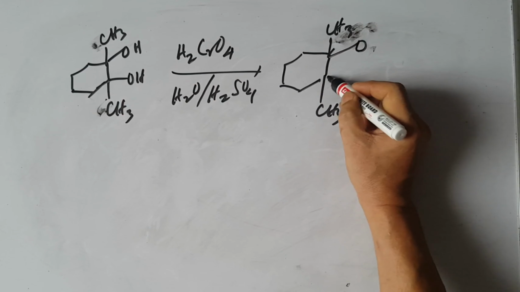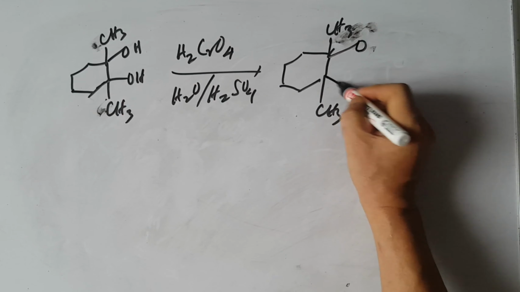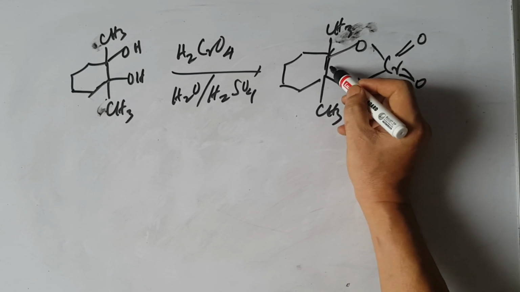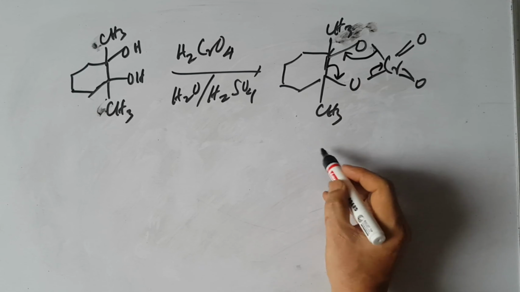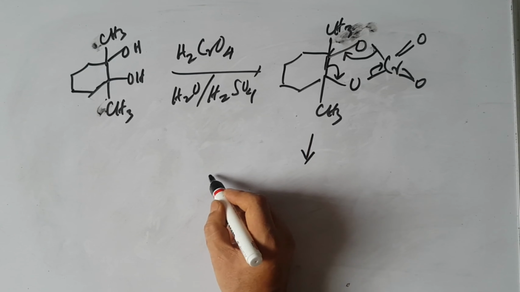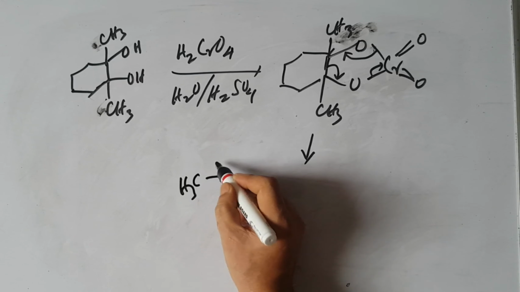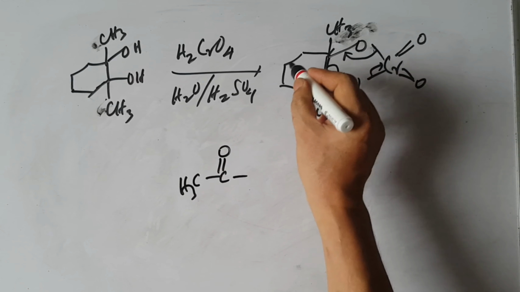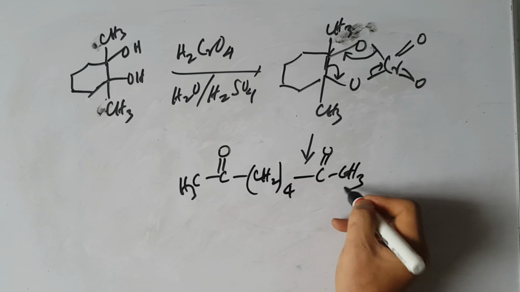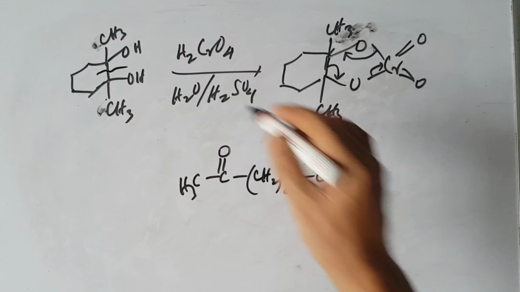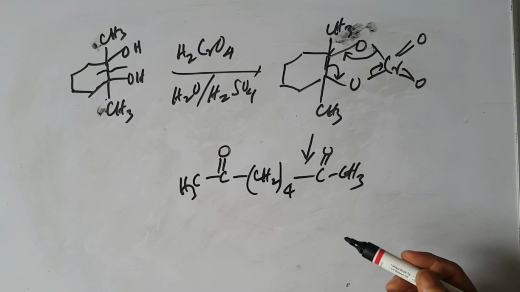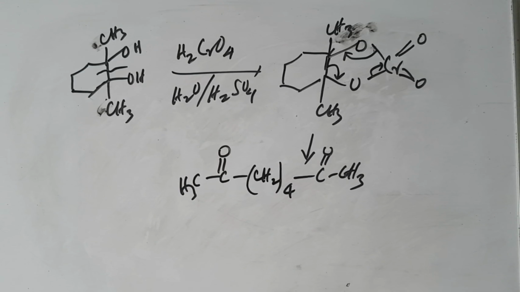So you get an intermediate, and this intermediate forms. Then it loses this, and that bond is broken. So you get CH3, a carbonyl group, then CH2, CH2, and CH3. So cleavage of the bond takes place here, and we get these ketones. So this is about how tertiary alcohols can also be oxidized in the case of cyclic compounds.